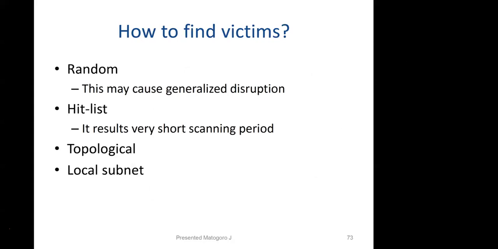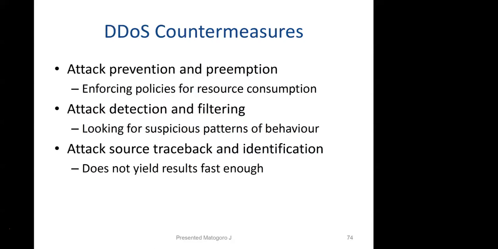If your computer is infected within your network, for example the UDOM network, which has maybe 5,000 computer resources, and you want to find which computer is a victim, you can use a random approach, a hit list, or the topological local subnet. Also, if you are doing accounting, you can monitor the level of traffic from each computer. That could also be a way to find a victim machine.